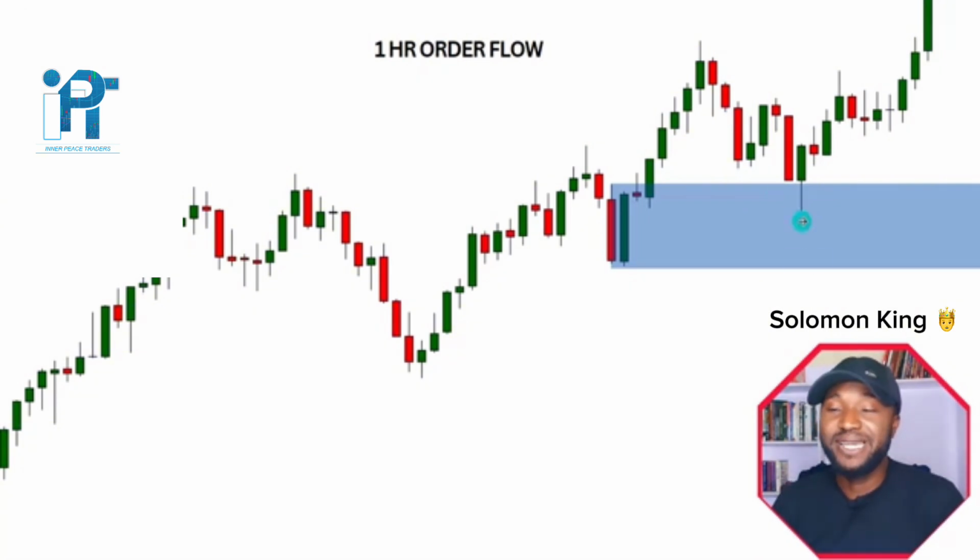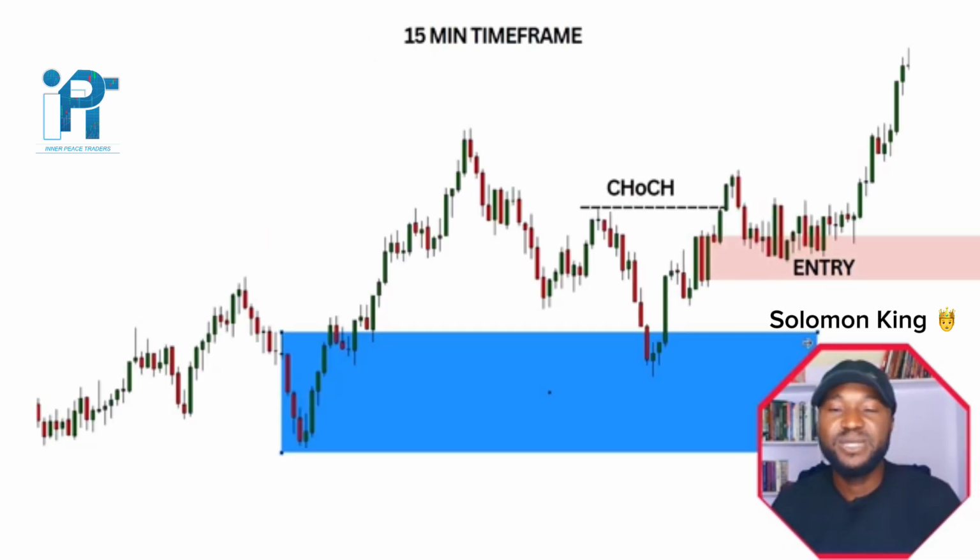So let's go down to the next time frame where we can identify our entry. Just like I told you, you need 2 time frames. That is, if you're using a 1 hour, you need 15 minutes. If you're using 4 hour, you will need 1 hour. If you're using the daily time frame, you will need the 4 hour for your entry. So we go down to the 15-minute time frame.